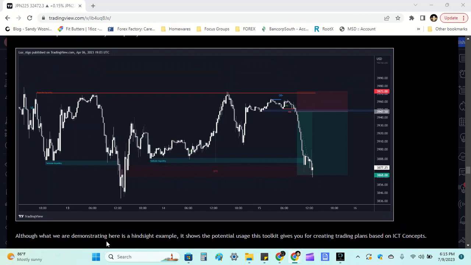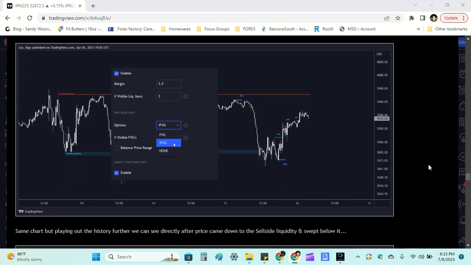Although what we are demonstrating here is a hindsight example, it shows the potential usage this toolkit gives you for creating trading plans based on ICT concepts. So it kind of puts it all together here. And then here are some settings here.